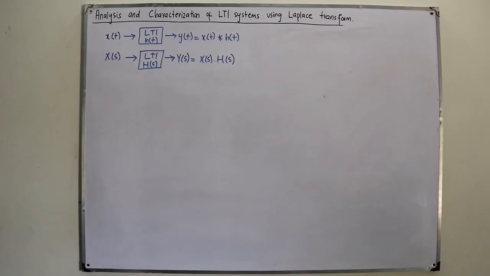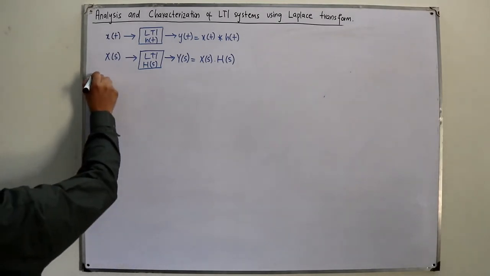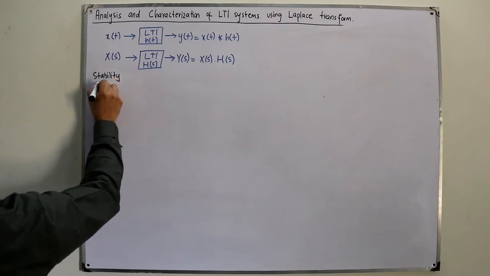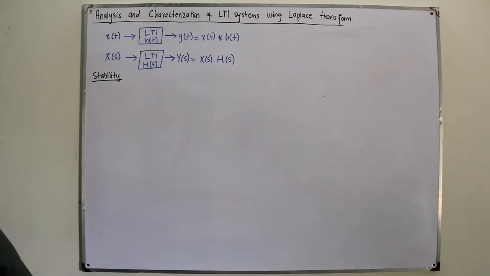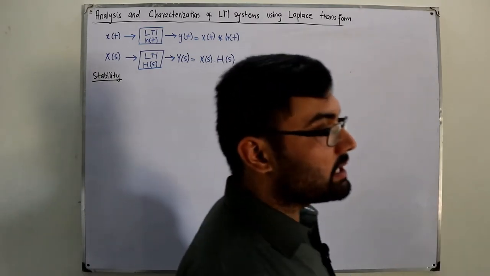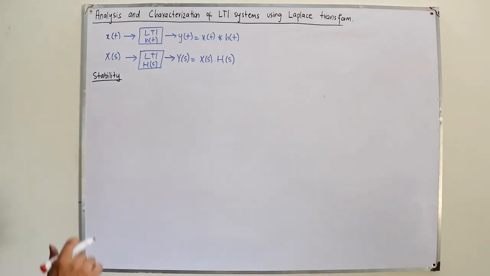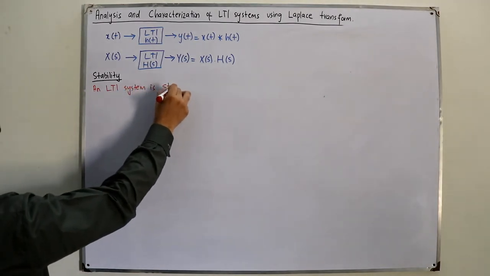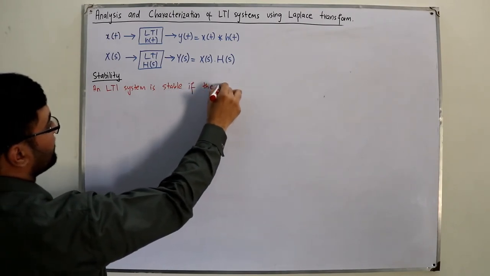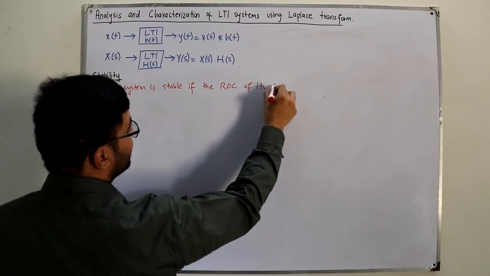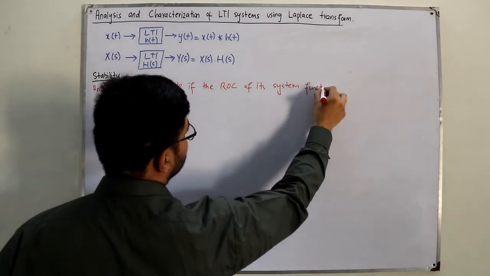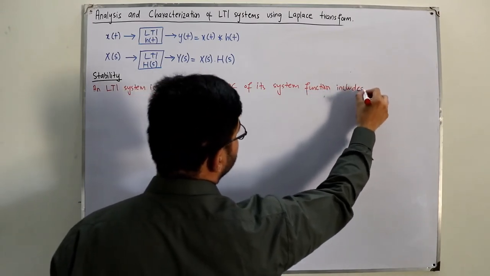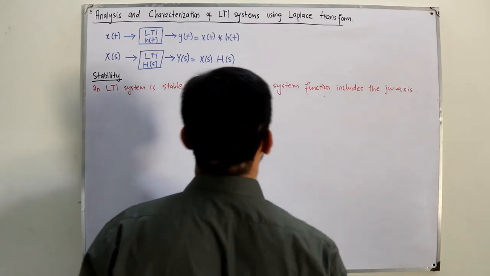Okay, the next is stability. How do you link the stability of an LTI system with the system function? The system function is H of s, which is the Laplace transform of the impulse response. An LTI system is stable if the ROC of its system function includes the j omega axis.